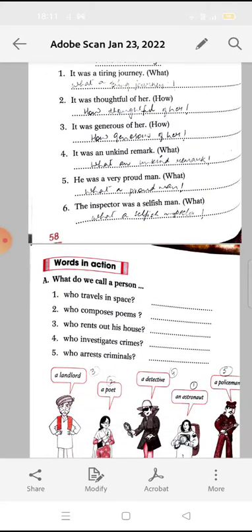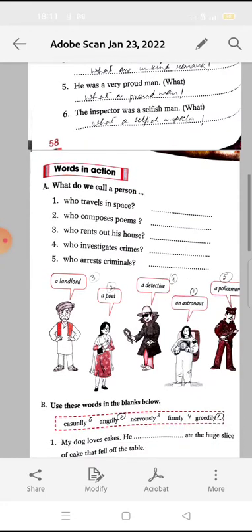So, the inspector was a selfish man. That means he must be very selfish. What a selfish inspector. What a selfish man he is, or what a selfish inspector, you can say.